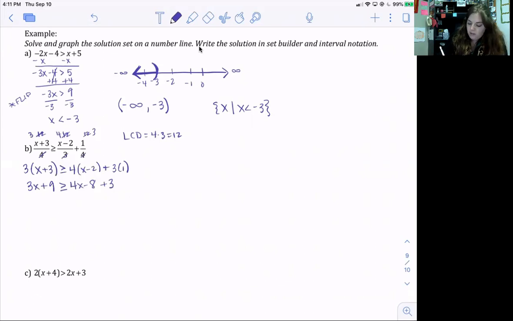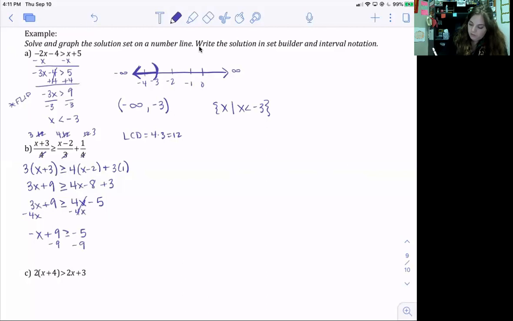So now we're going to combine like terms. We have 3x plus 9 is greater than or equal to 4x minus 5. Again, I prefer to always move my variables to the left with inequalities. So I'm going to subtract the 4x. So we have negative x plus 9 is greater than or equal to -5. Subtract 9 on both sides.